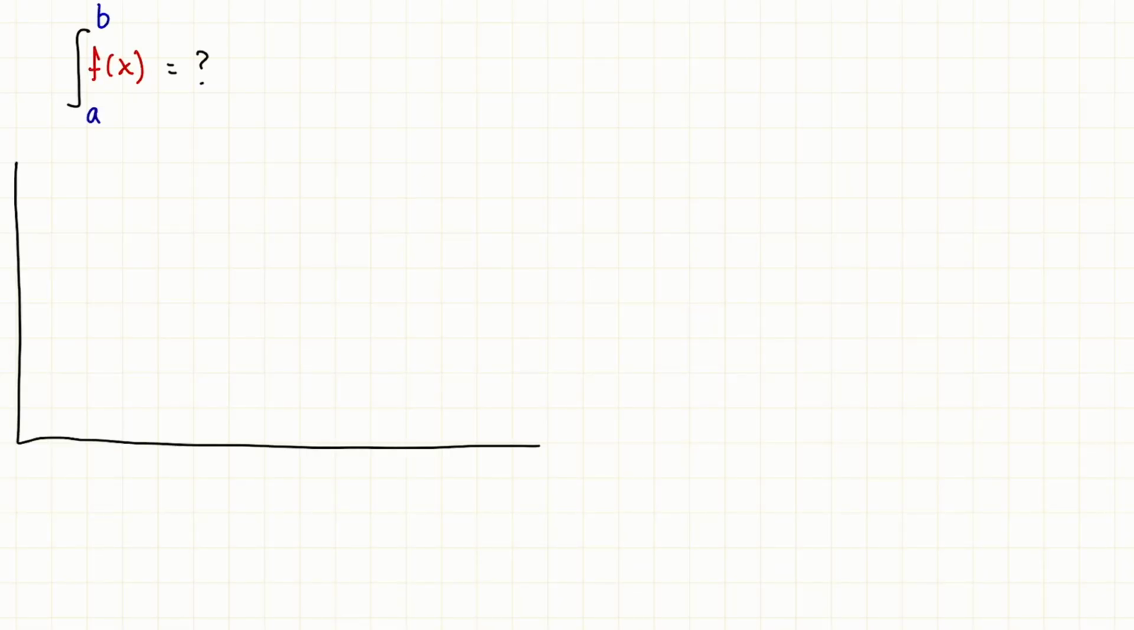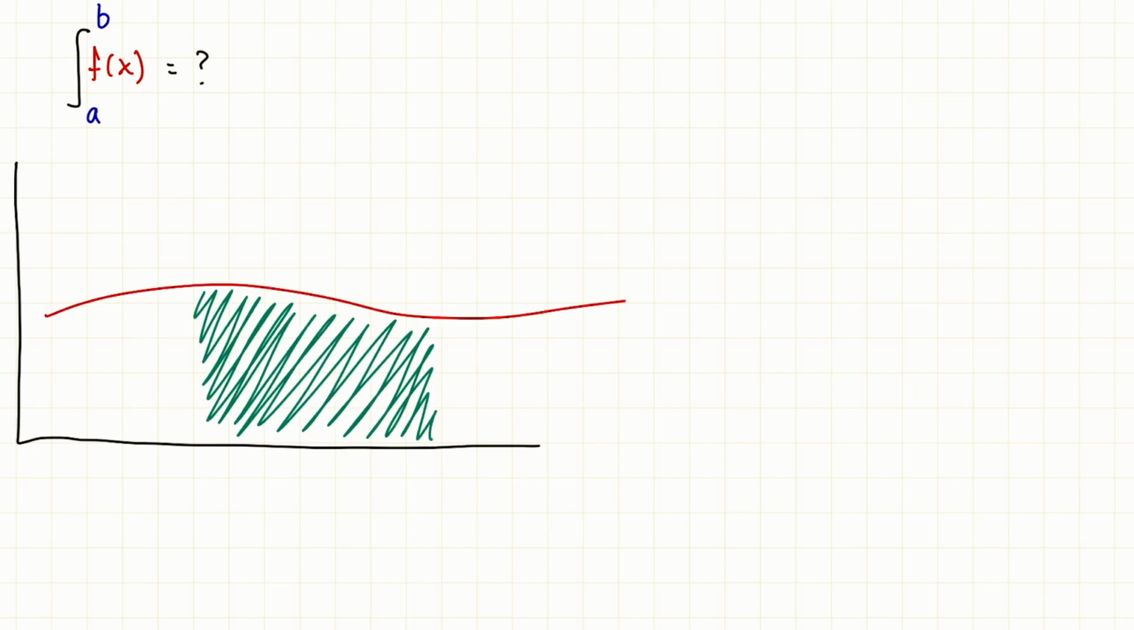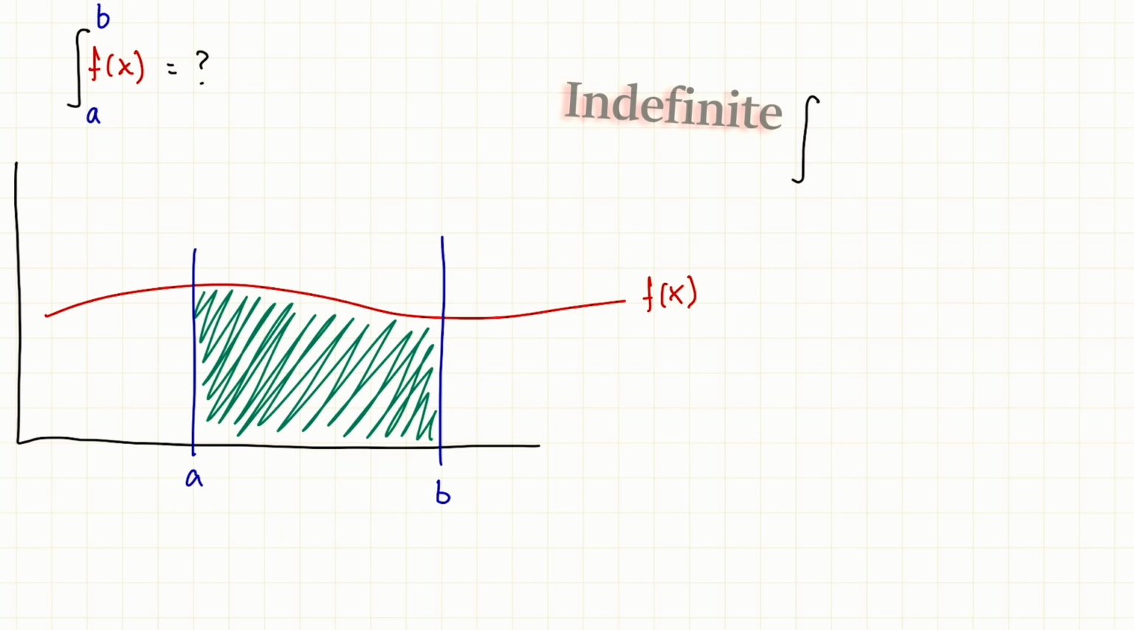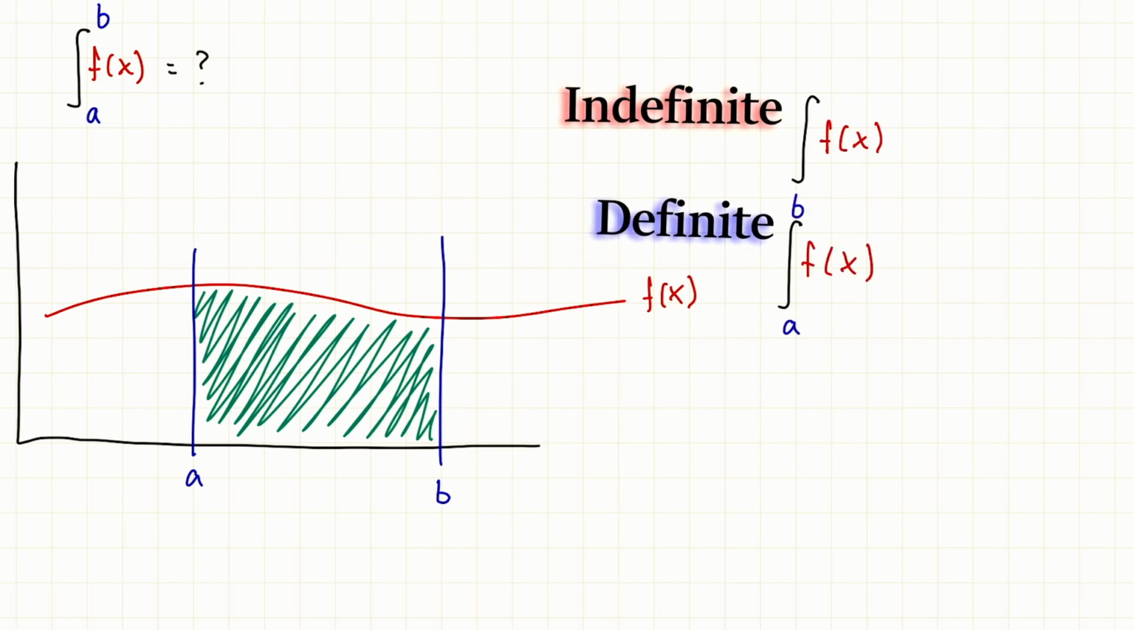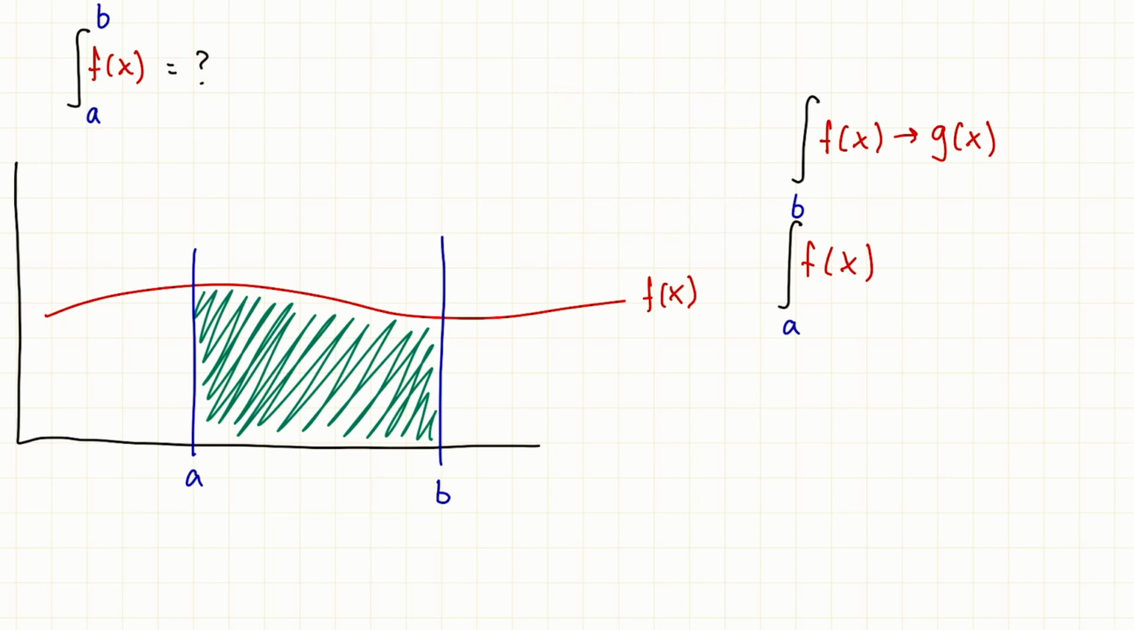To answer that, let's do a quick recap on integrals themselves. An integral is, in essence, a mathematical operation to determine the area under the curve of a given function, f(x), on a given interval. There are two types of integrals, indefinite and definite. Indefinite integrals yield the antiderivative of f(x). Let's call it g(x), which has some interesting properties.